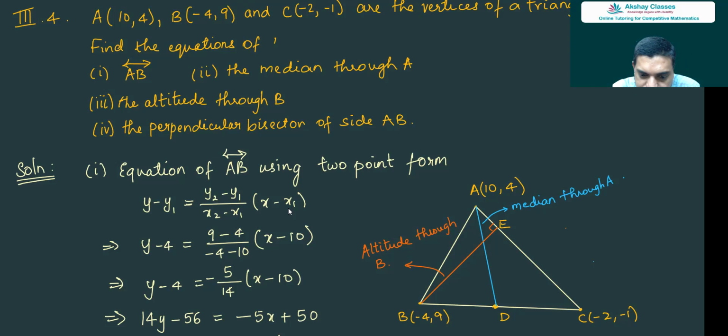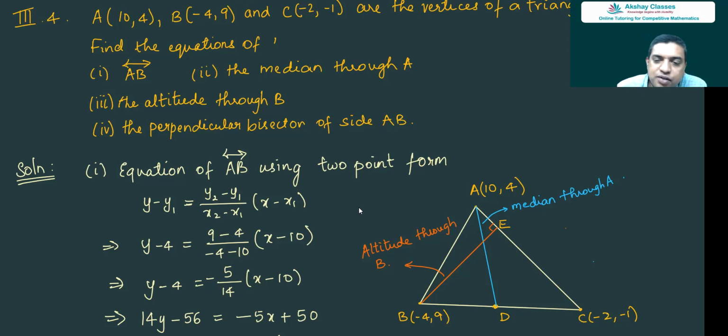Slope of BE and slope of AC, what will be the relation? They are perpendicular. So for perpendicular lines, what is the condition on the slopes? Product of their slopes is equal to -1.